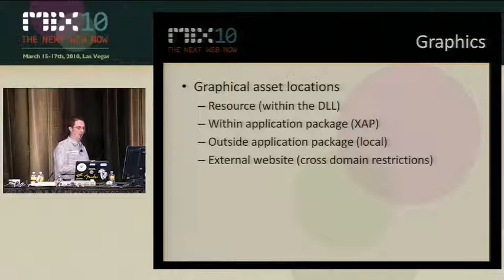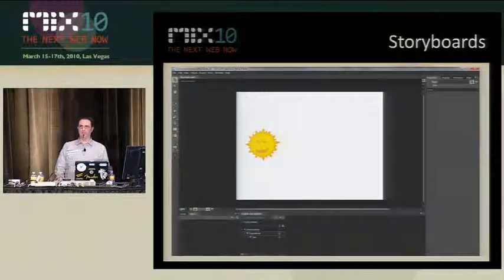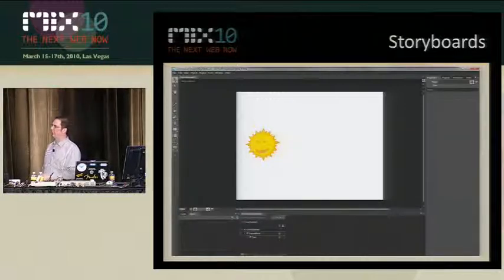So we know what kind of images we can use. We know where we can put them. We can take a look at a project in Blend and start digging into storyboards a little bit to start seeing how the animation system works within Blend. Just assume that I've created a new project here. I just have a basic canvas layout object, and then my sun object is on top of that.